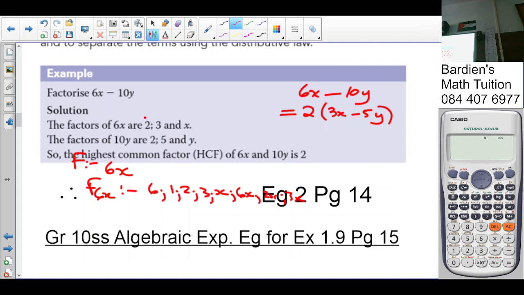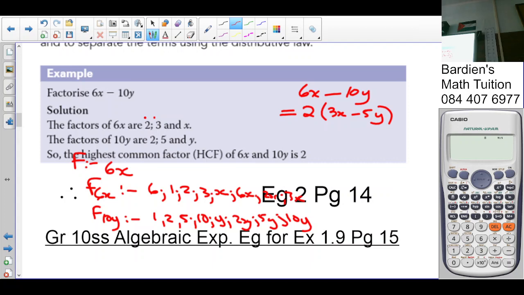So they only write this as factors. But that's the basic factors. So now we're looking at the factors of 10y. The factors of 10y are going to be 1, 2, 5, 10, and y, and 2y, 5y, and 10y. All of those are factors. You mean to say all of those numbers can be divided by 10y.